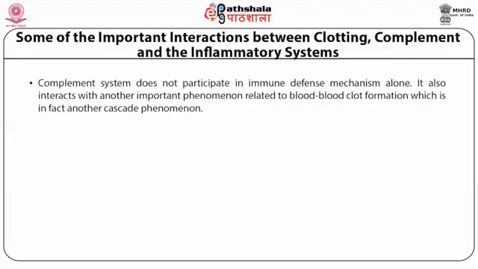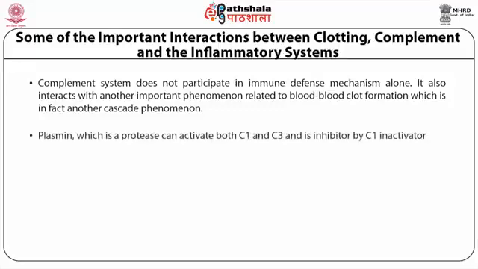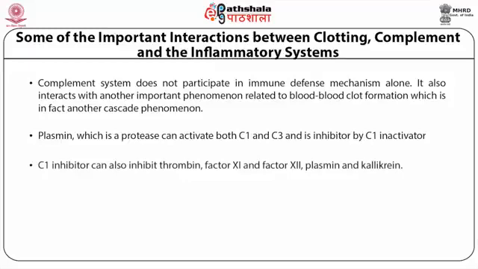Complement system does not participate in immune defense mechanism alone. It also interacts with another important phenomenon related to blood clot formation, which is in fact another cascade phenomenon. Plasmin, which is a protease, can activate both C1 and C3 and is inhibited by C1 inactivator. C1 inhibitor can also inhibit thrombin, factor 11 and factor 12, plasmin and kallikrein.